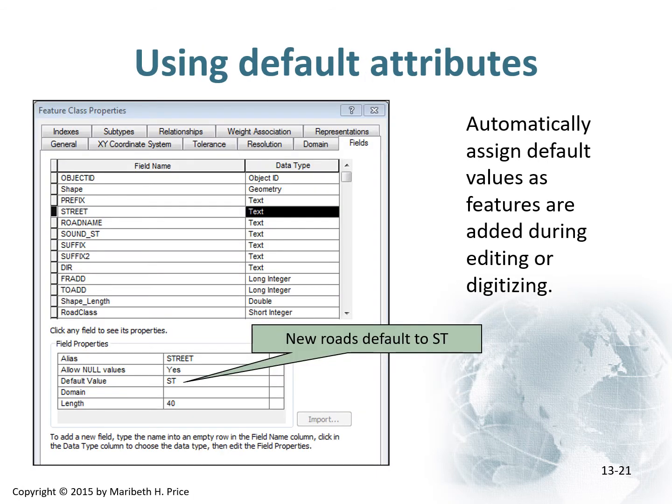Using the default attributes automatically assigns the default values as features are added during editing and digitizing. So if you want it to always have certain properties, you can put that in and then change it as necessary.